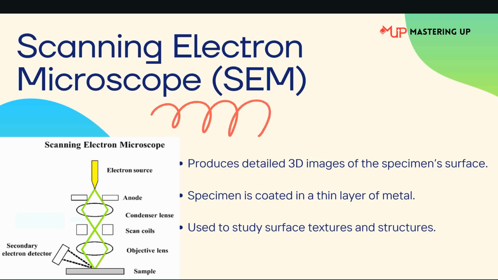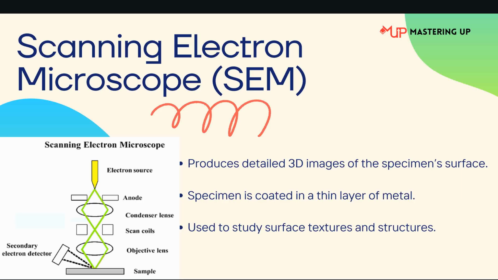Now let's see the scanning electron microscope. The scanning electron microscope, or SEM, is used to examine the surface of specimens. It works by scanning a focused beam of electrons across the surface of a specimen that has been coated in a thin layer of metal, such as gold or platinum. As the electrons interact with the surface, they produce signals that are converted into detailed three-dimensional images.